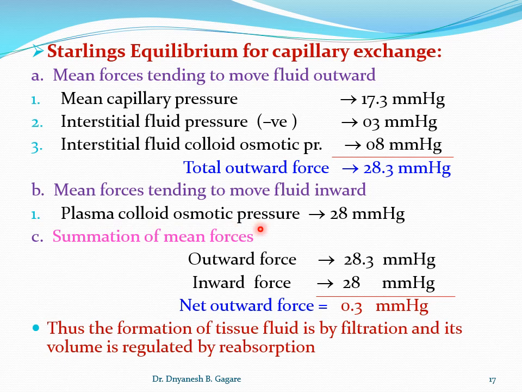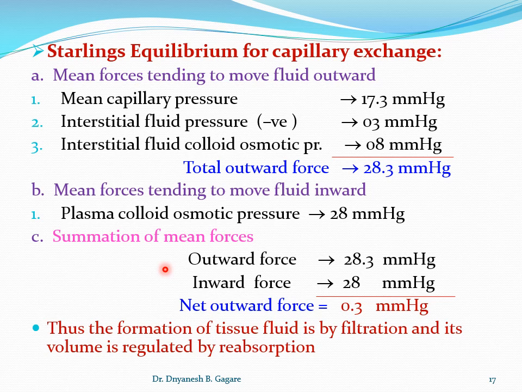again the same figure, that is the plasma colloid osmotic pressure, 28 millimeter. Take the summation of the mean pressures and here we get 0.3 millimeter. So net outward force is more than inward, and that's why there is a net filtration of the fluid from the capillary to the interstitium. So up to this point, we discussed how tissue fluid formation occurs, that is called the mechanism of tissue fluid formation.